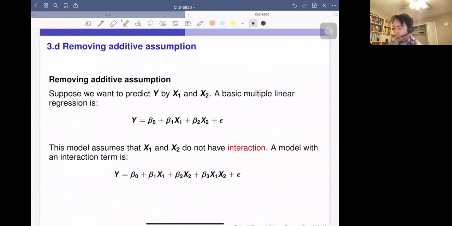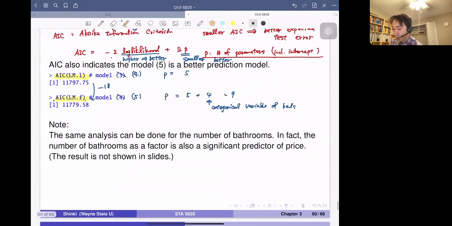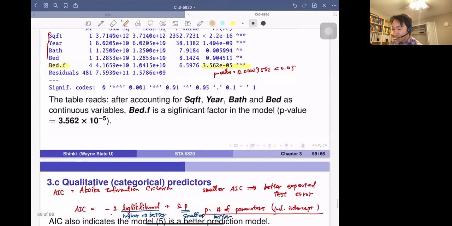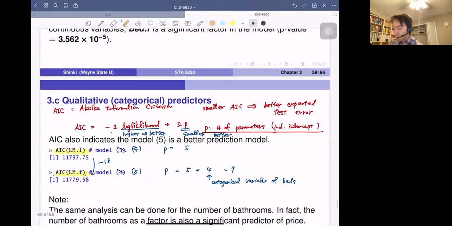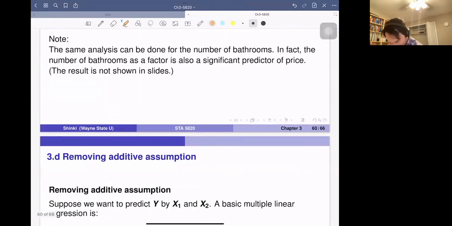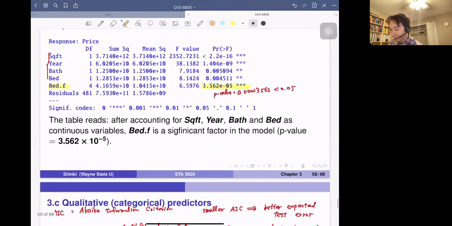Okay, so 3D. Oh, and today's quizzes are almost on these ones. So one question on multicollinearity, another question about the variance inflation factor, and maybe another about qualitative variables. So it's similar to this kind of thing.